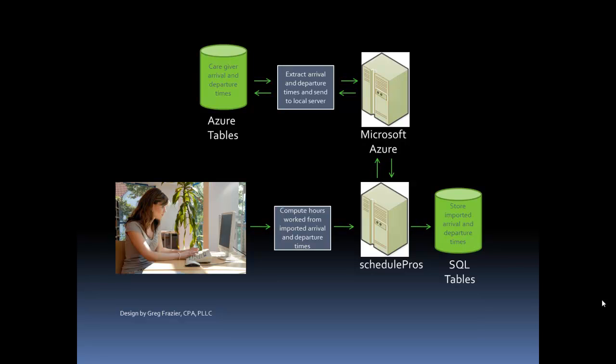The arrival and departure times saved in the cloud are imported into schedulePros on the server where total hours worked are computed for each caregiver, and subsequently total billings per patient and total compensation per caregiver are computed. Billing and compensation information computed by schedulePros flows into the accounts receivable, sales order processing, accounts payable, and payroll modules in Dynamics GP.